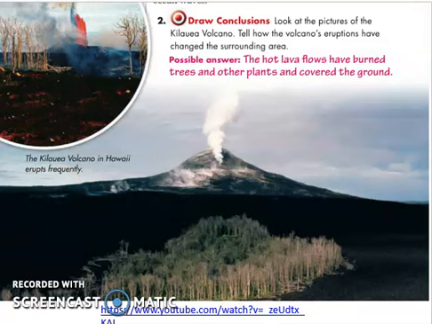Okay, back to our slide. It says here, draw a conclusion. Look at the picture of Kilauea's volcano. Tell how the volcano eruption has changed the surrounding area.